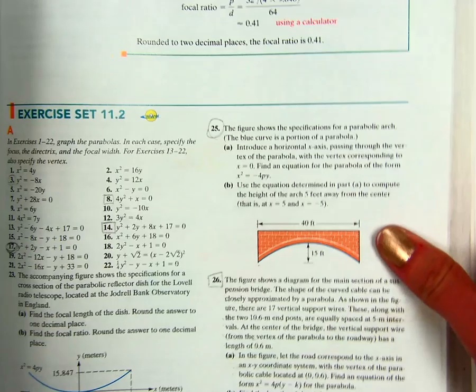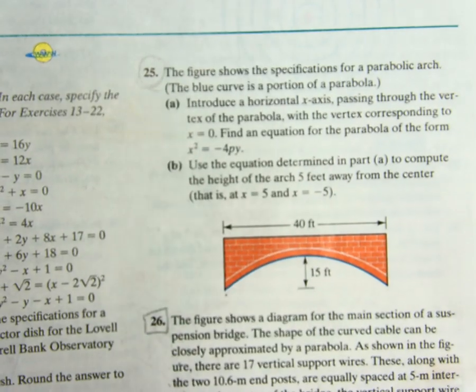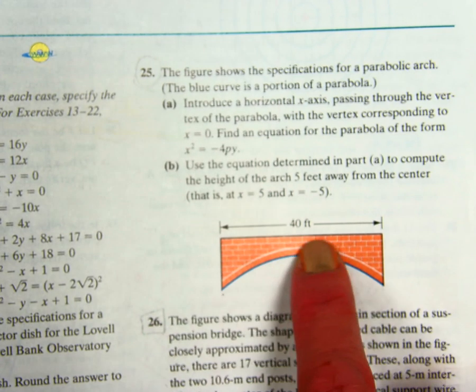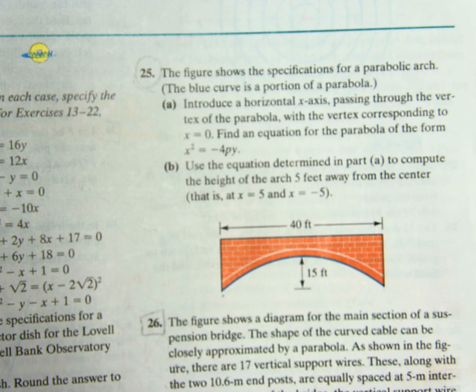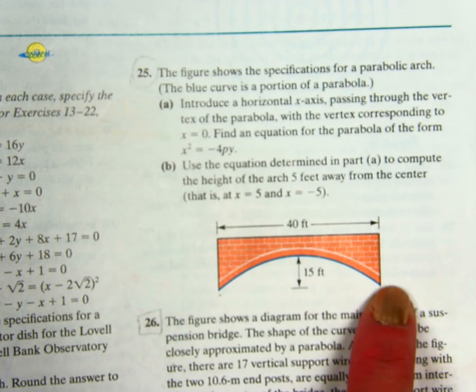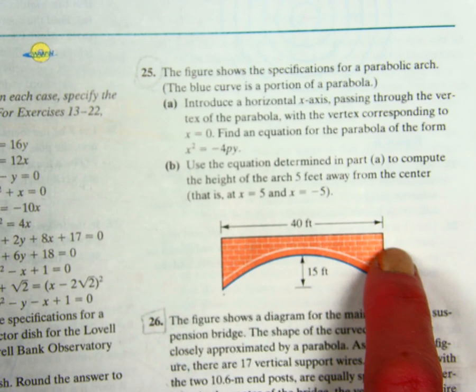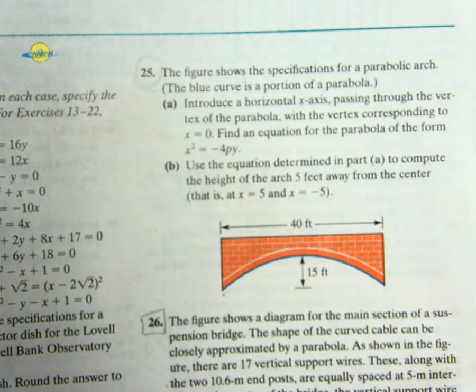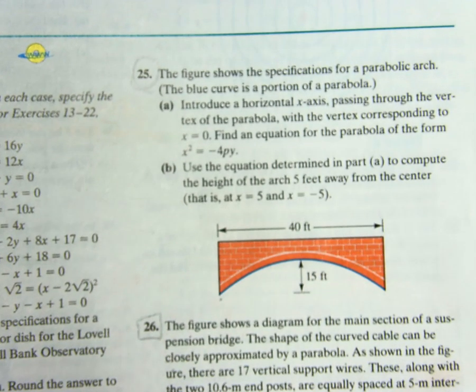All right, so this problem, you get this diagram here. You have a parabolic arch, and it says that the blue curve is a portion of the parabola. Introduce a horizontal x-axis, going this way, passing through the vertex of the parabola, which would be right here, so I need to put in my x-axis right here, with the vertex corresponding to x equals 0. All right, find an equation for the parabola in the form x squared equals negative 4py. Since it opens downward, it should be negative 4py. All right, then we're going to do part B. We'll come back to that.